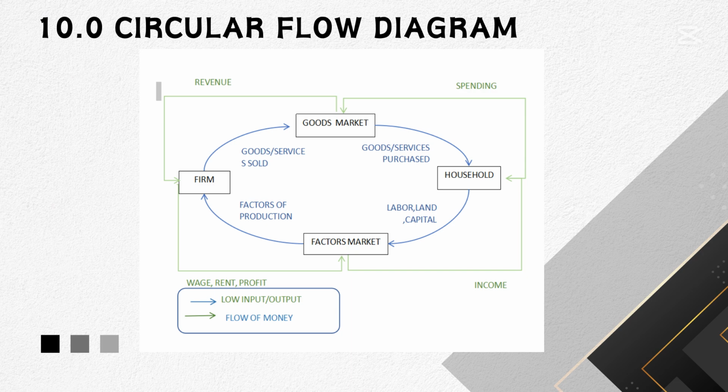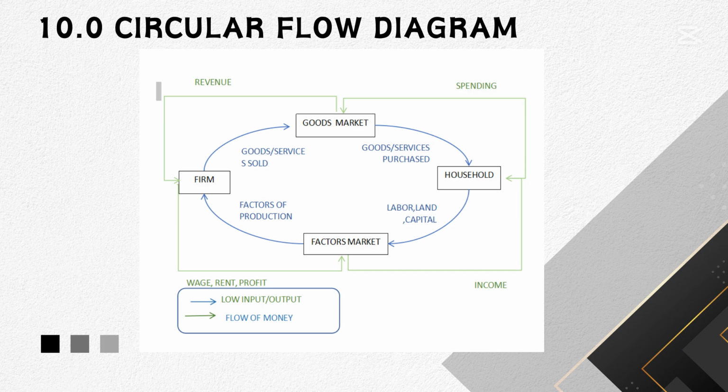Circular flow diagram is a visual model that illustrates how money, goods, services and resources flow through an economy. It shows the interaction between key economic agents such as household, firm, the government and foreign sectors. The key component of the circular flow diagram is household. Household represents consumers who own factors of production: land, labor, capital and entrepreneurship. It provides resources to firms in exchange for income, such as wage, rent, interest and profit. And lastly, it spends income on goods and services produced by firms.